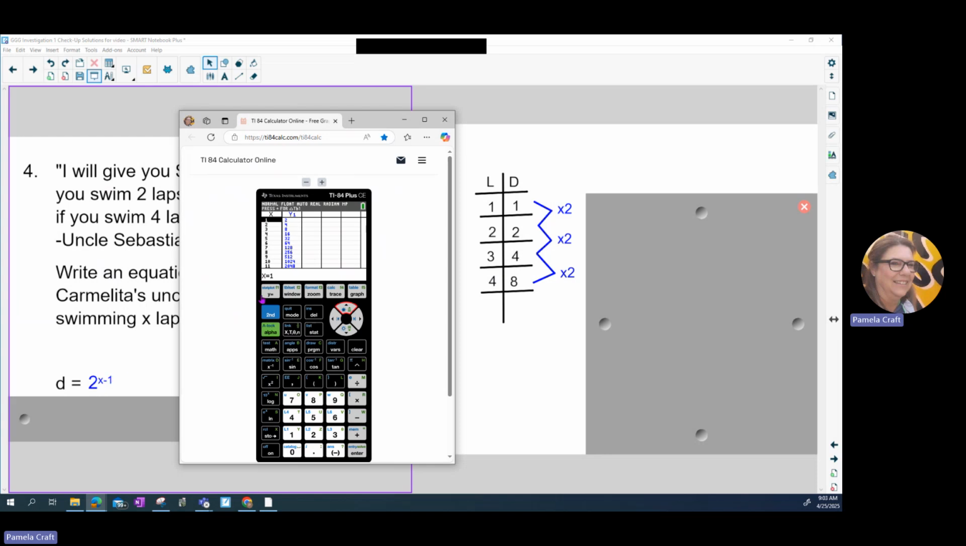So let's check. Instead of 2 to the x, let's check 2 to the x minus 1. And again, second graph to get to my table. And now I have 1 at 1, 2 at 2, 4 at 3, 8 at 4, and it matches my table. So always remember, go in and check that table. You might have to subtract 1 or add 1 up here to your exponent.